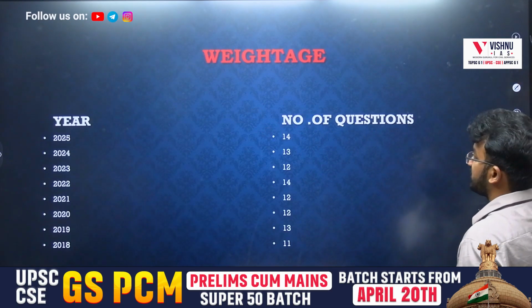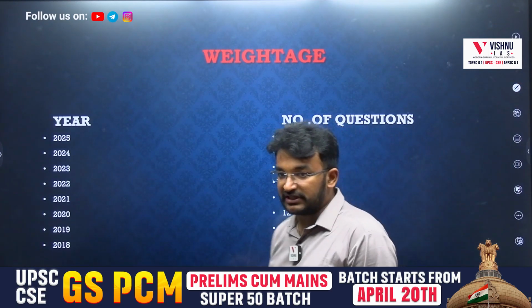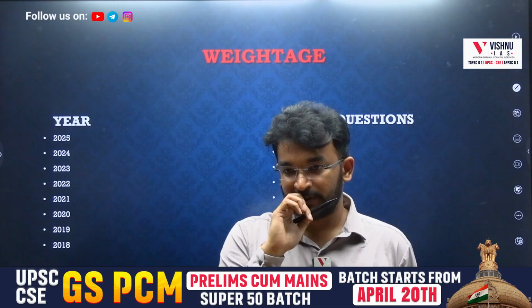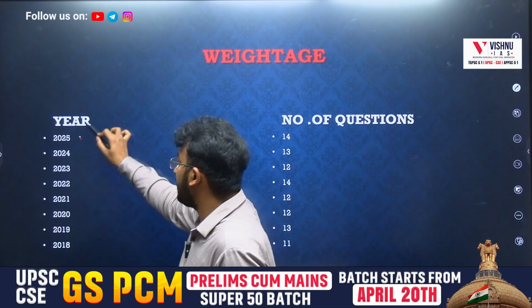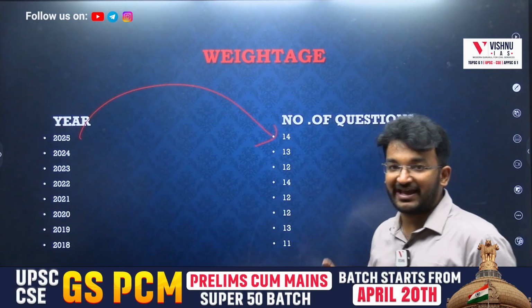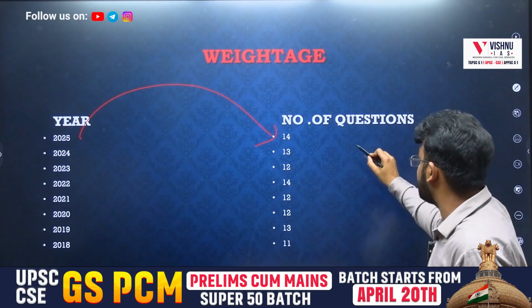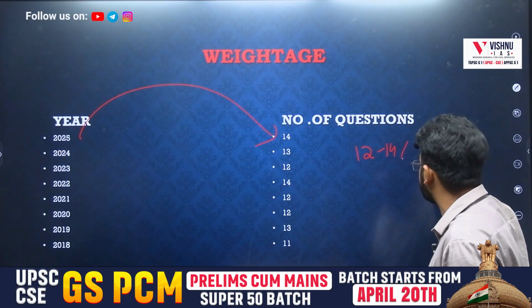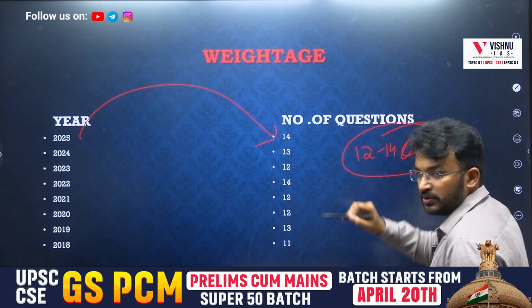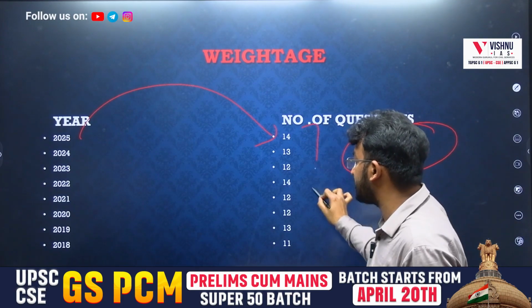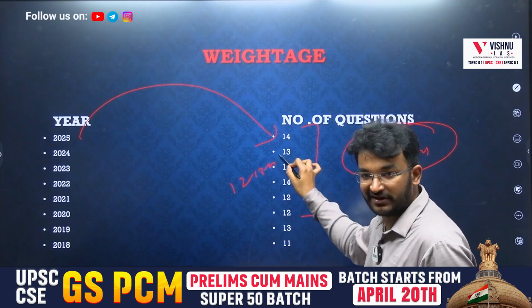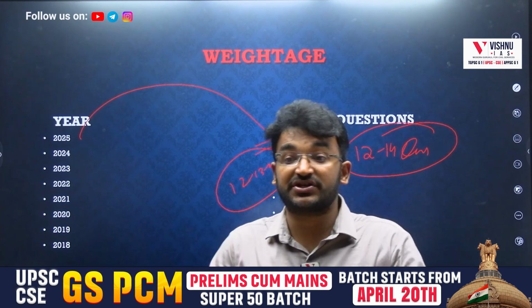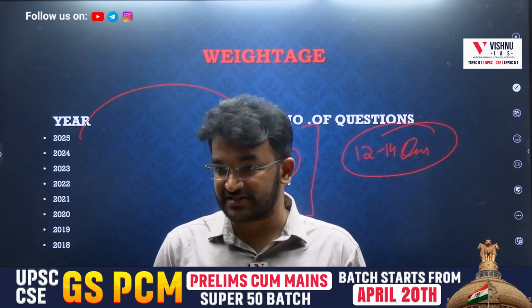But before going into the subjects, we need to know the importance of science and technology. The importance is that every year on an average, you will get 12 to 14 questions. If you see the weightage in the last 5 years, it is hovering between 12, 13 and 14. So this shows the importance of science and technology.